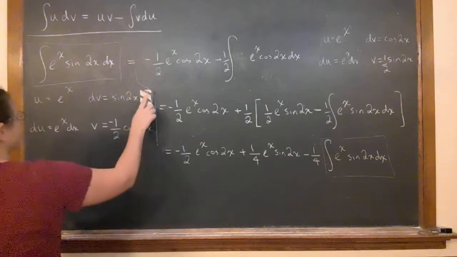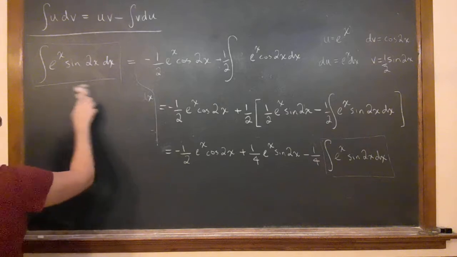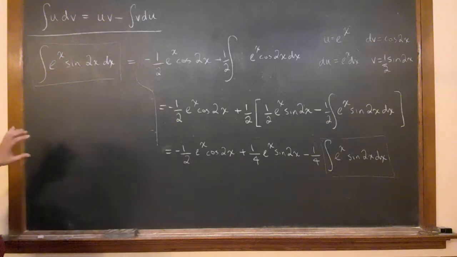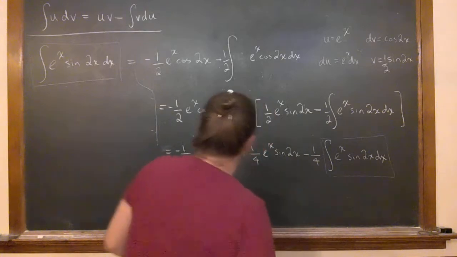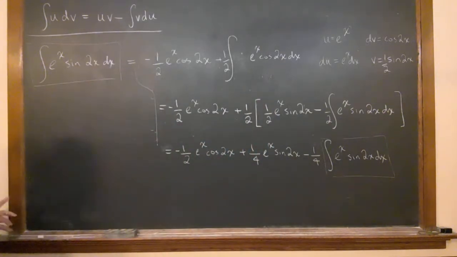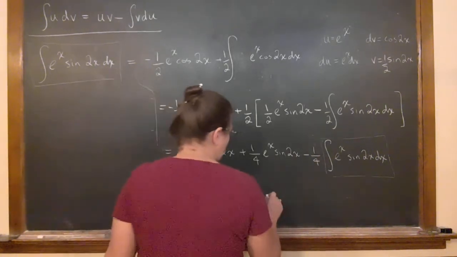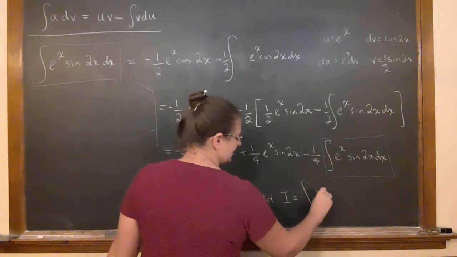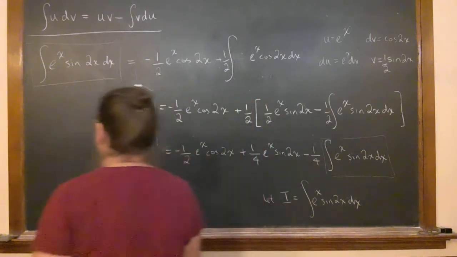Let me get rid of this part, and let me rewrite this in this way. I'm rewriting this equals that, but I'm trying to make it a little bit smaller. So whatever's in the box, I'm going to let it equal big I. Big I for integral, right? So let big I be this integral, e to the x sine 2x dx. That's what we're trying to solve for. We're trying to do that integral.